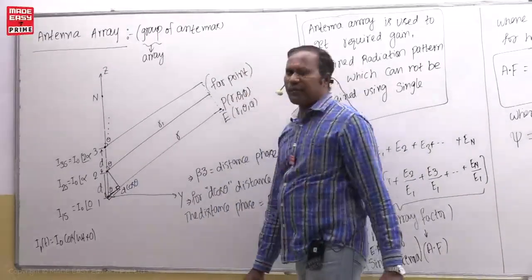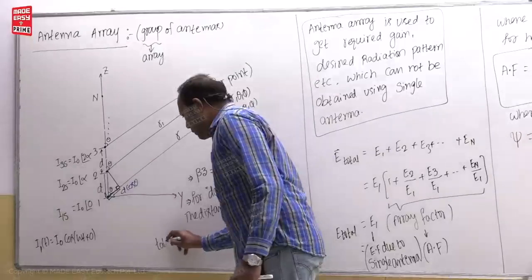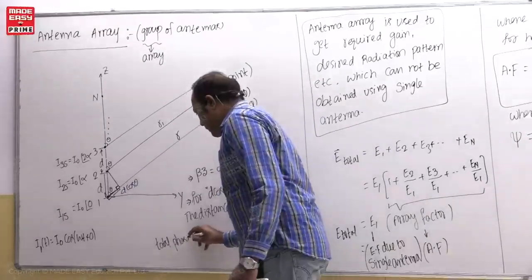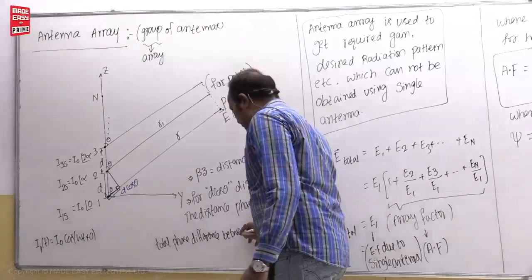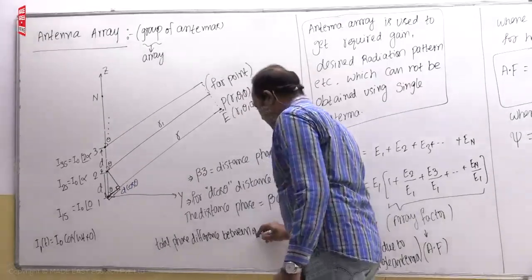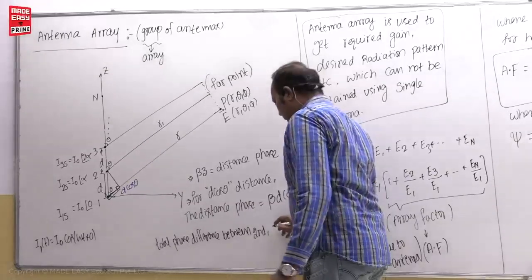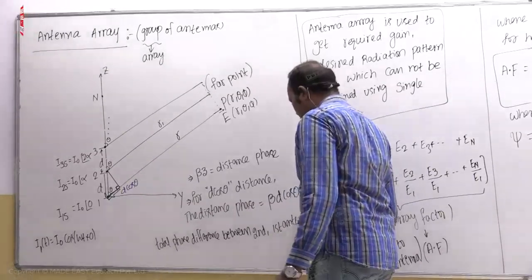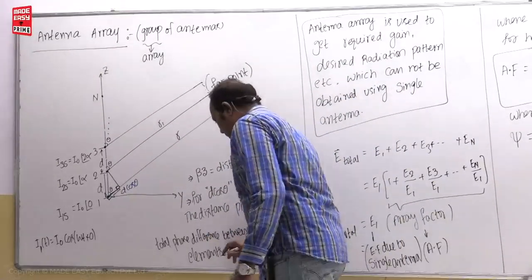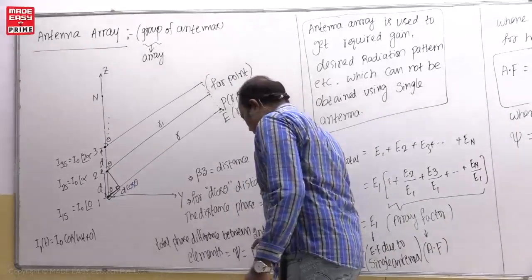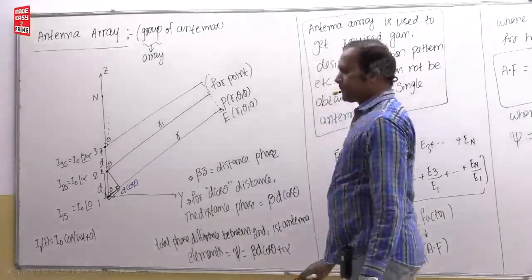So the overall total phase difference between the second and first antenna elements is equal to, that is psi is equal to beta d cos theta plus alpha. That is that thing, students.